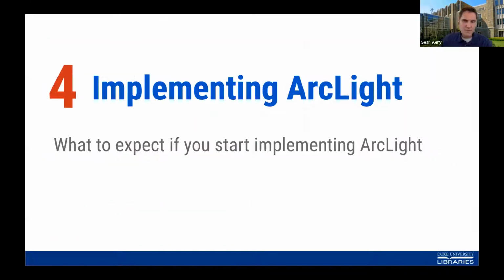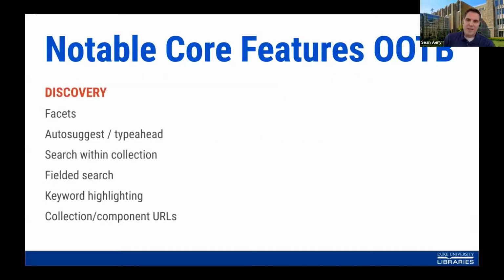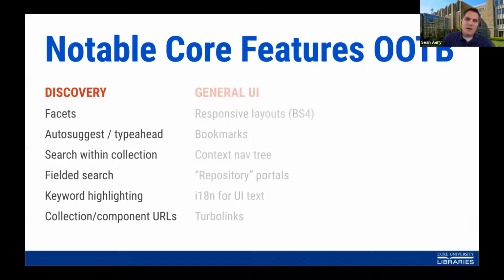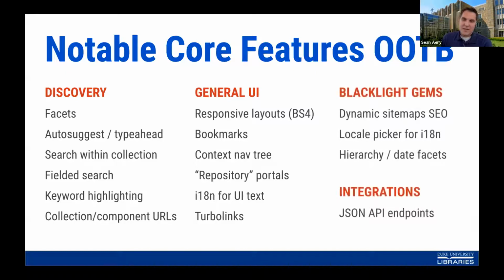All right, so if you are looking at implementing ArcLight at your institution, some things to expect. There's a lot out of the box that you get just being a Blacklight app. Facets are amazing for archival data, auto-suggest. This is our first Blacklight app that we're using keyword highlighting, and it's really sweet on these finding aids. The Bootstrap layout is a joy to work with. I showed a lot of the Blacklight gems and the APIs that we're able to use. It's just an awesome ecosystem to tap into to develop an application around.